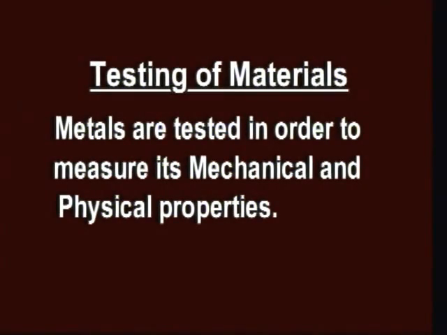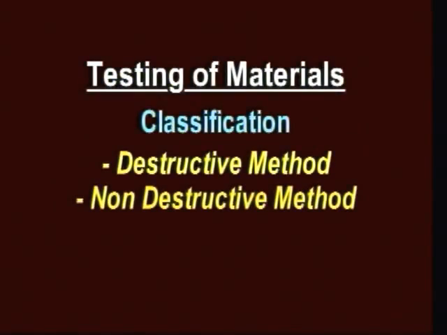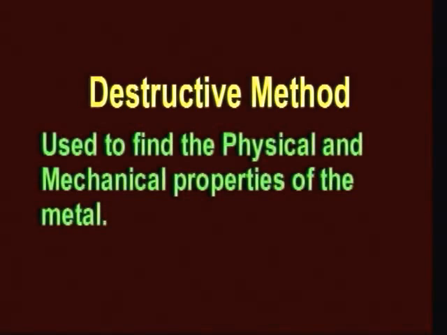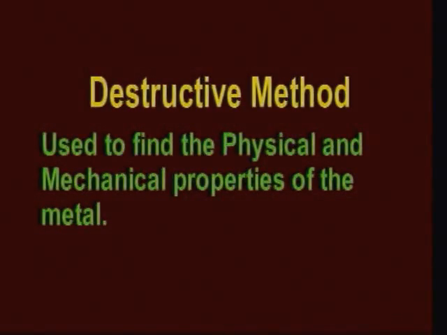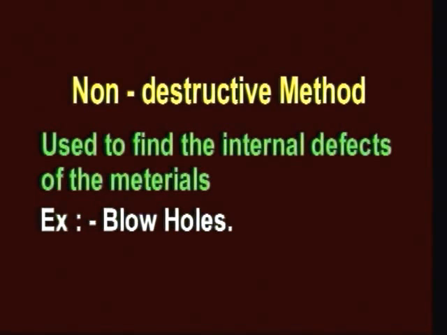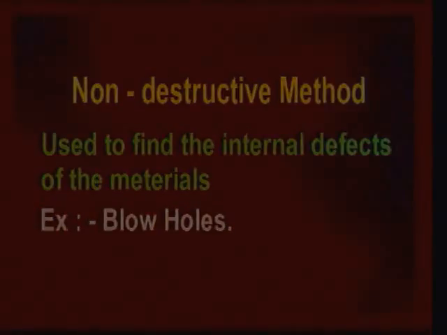Metals are tested in order to measure their mechanical and physical properties. There are different methods. The first one is the destructive method and the second one is the non-destructive method. In the destructive method, we will find the physical and the mechanical properties of materials, whereas in the non-destructive method we will find the internal defects of metals such as blowholes and cracks, etc.